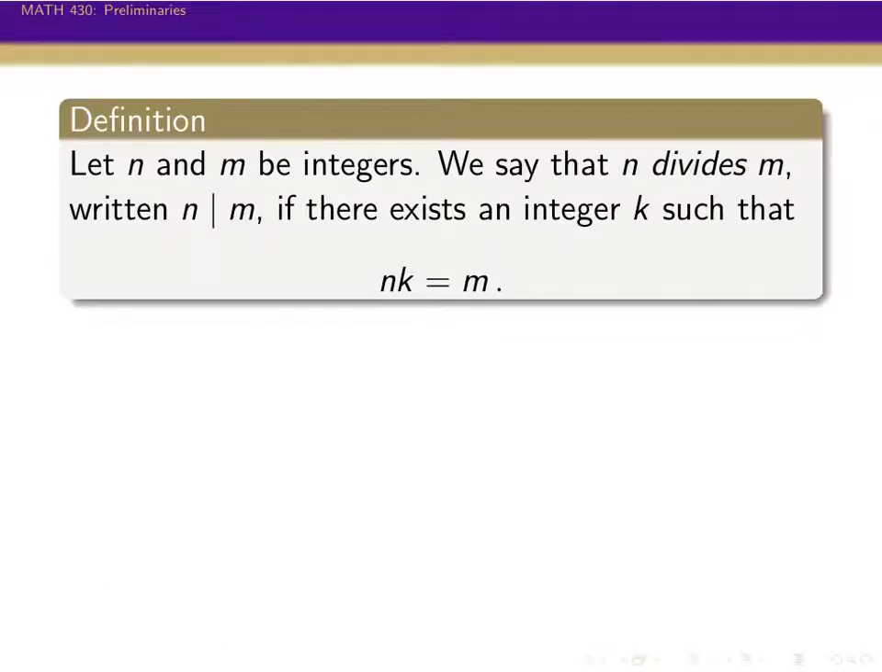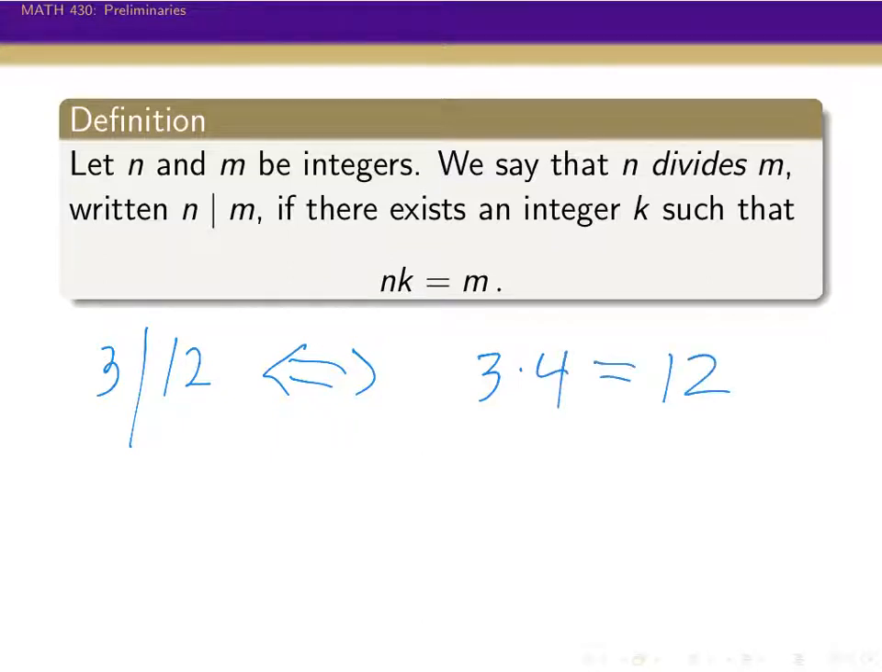Okay, so let's start off with what divides means. Again, as we said, we're going to be talking pretty much exclusively about integers in this video. So if we say that n divides m, which we write n | m, then that means that there is some integer k that we can multiply by n to get m. For example, 3 divides 12, and we know that's true because I can multiply 3 by 4 and get 12. So 4 is playing the role of k, where 3 is n and 12 is m in this example.